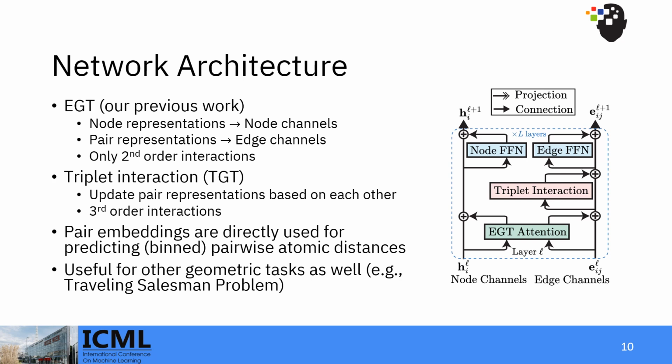One of the most powerful aspects of this architecture is that the pair embeddings can be directly used for predicting pairwise atomic distances. It's worth noting that while we developed this architecture with molecular graphs in mind, it's actually quite versatile. We found it to be useful for other geometric tasks as well. For example, it performs well on the traveling salesman problem, which is a graph learning problem on the 2D plane.